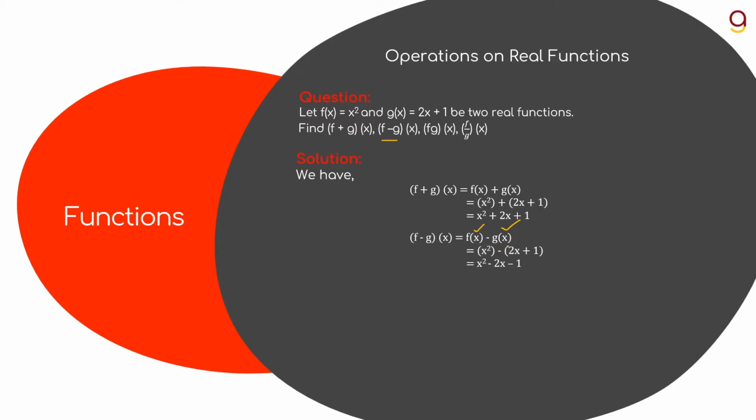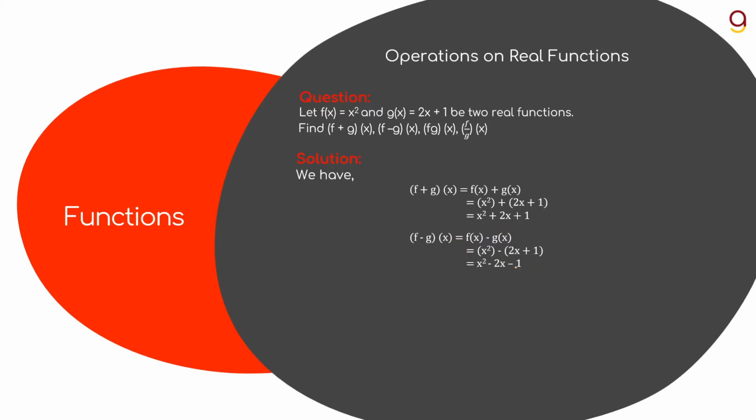Now what we will do is, if we open the bracket, please keep in mind the signs. So here the sign will be minus twice x minus 1. So we get x square minus twice x minus 1 as the difference. So f minus g of x will give you x square minus twice x minus 1.